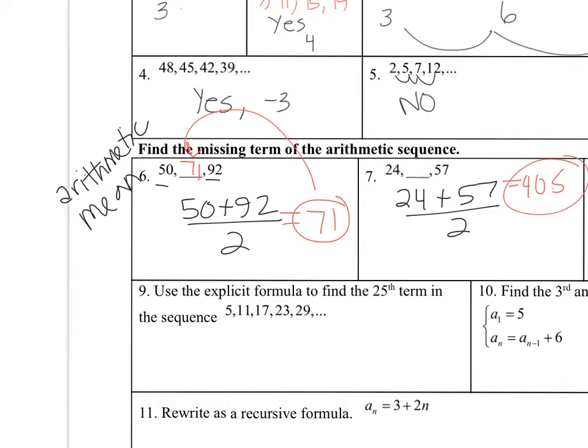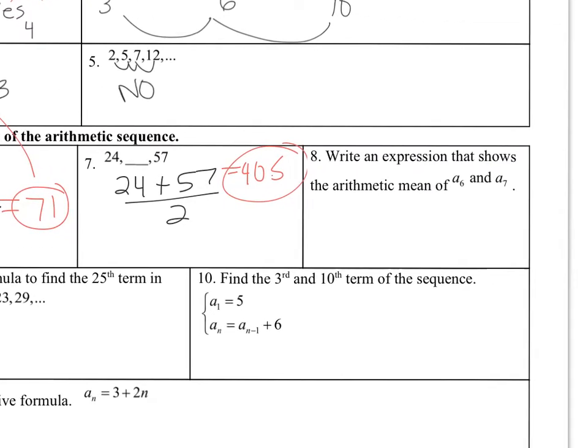So this is called the arithmetic mean. Write an expression that shows the arithmetic mean of a sub 6 and a sub 7. So to find the arithmetic mean, you add these two and then divide by 2. So this is an expression.